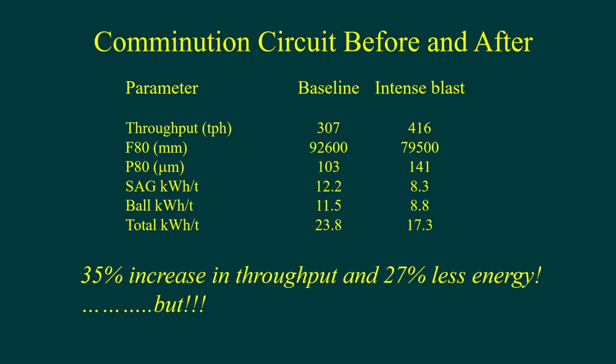So what happened to the comminution circuit? Well, from the baseline 307 tonnes per hour, during the intense blast treatment of that material, throughput went up to 416 tonnes per hour. That's an increase of a staggering 35%. And the specific energy, the amount of energy used, dropped by no less than 27%. At face value, a huge improvement.